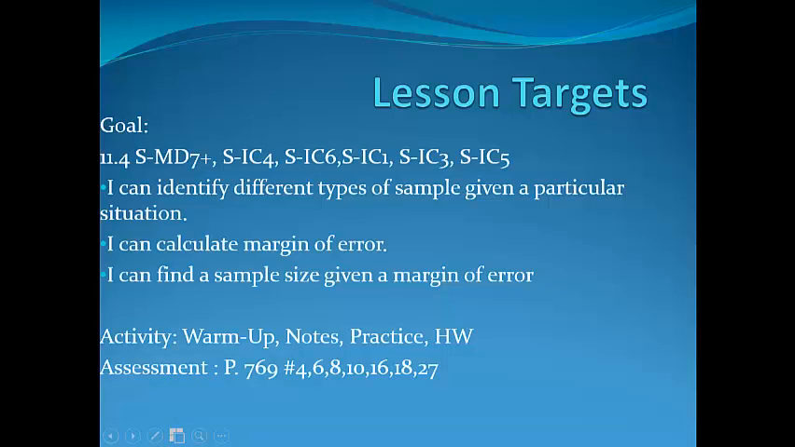So our lesson target is: I can identify different types of sample given a particular situation. I can calculate margin of error. I can find a sample size given a margin of error. So we are going to learn about a few different things over this lesson.